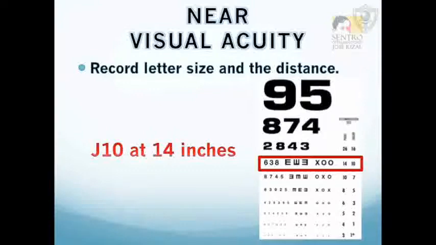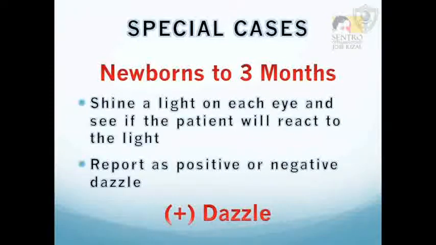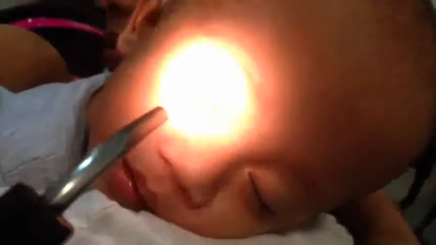There are special cases in which visual acuity cannot be recorded using the standard Snellen chart. For patients who are newborn to 3 months of age, shine a light on each eye and see if the patient will react to the light. Report this as positive or negative dazzle. Dazzle may be tested even in sleeping patients.